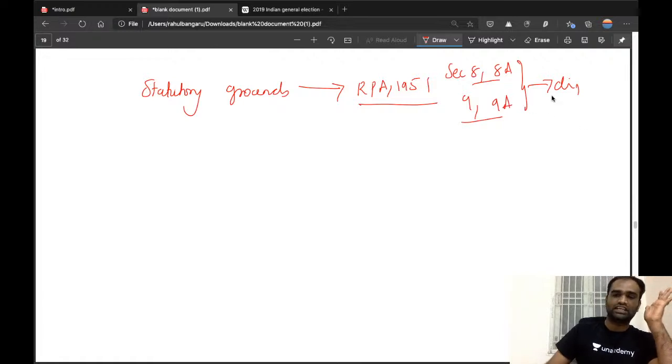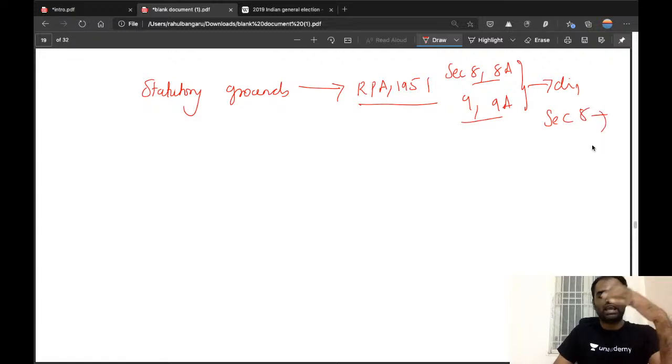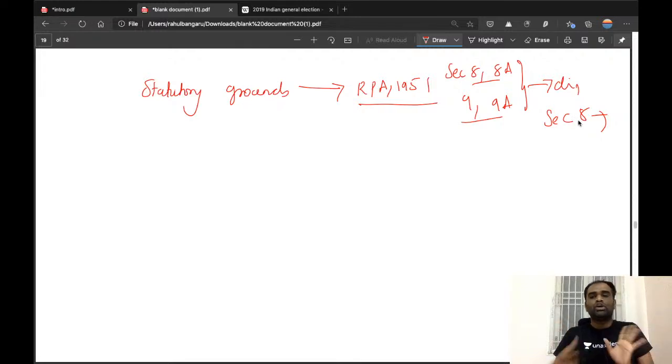Whenever you are writing your mains answer, if you write that according to section 8 of RPA, an MP can be disqualified based on the following grounds, you will get this half mark extra in your mains answer. So that's how you will maximize your gains in your mains answer.